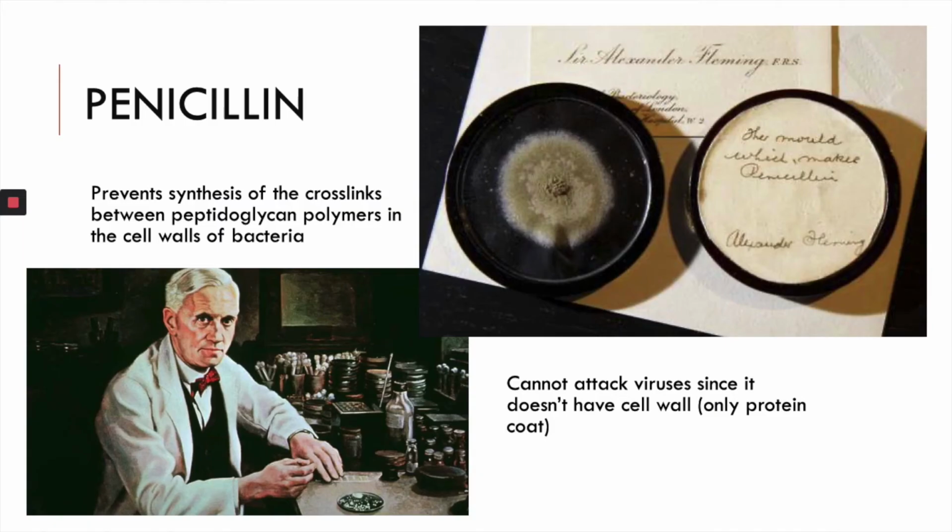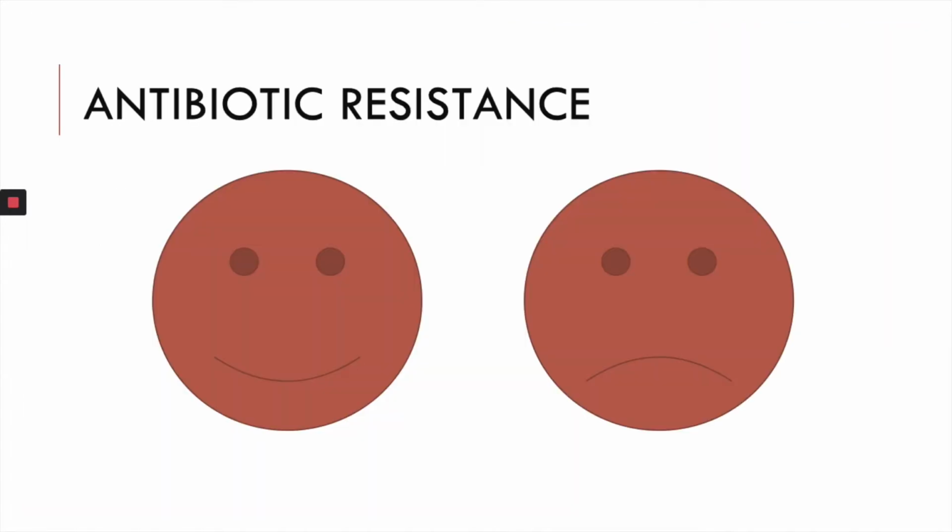So all in all, penicillin prevents synthesis of crosslinks between peptidoglycan polymers in the cell walls of bacteria. They cannot attack viruses since viruses do not have a cell wall. Antibiotic resistance. Antibiotic resistance is good for the bacteria, but antibiotic resistance brings dangers to us human beings.